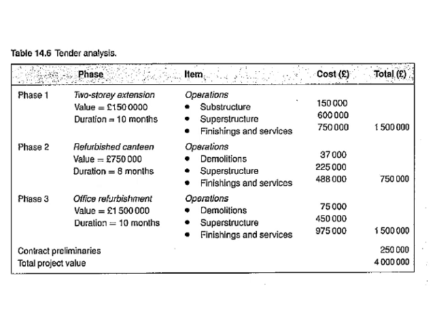So here's the scenario. You've got a 2-story extension, refurbished canteen, and office refurbishment. So you've got your project divided into 3 phases. You've got your operations sections: substructure, superstructure, finishing, demolitions, superstructure, finishing, demolition, superstructure, finishing. So very straightforward, very simplified example.